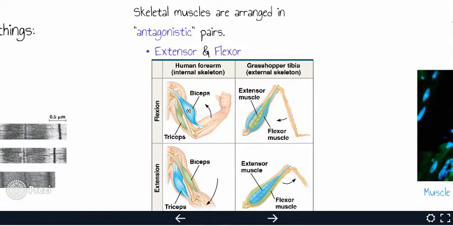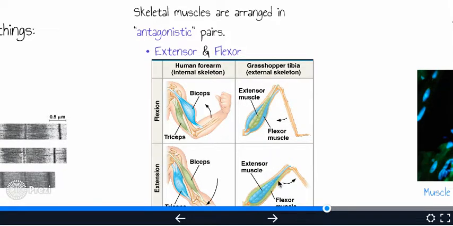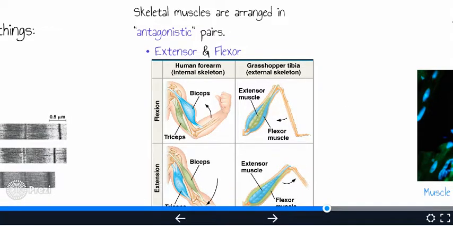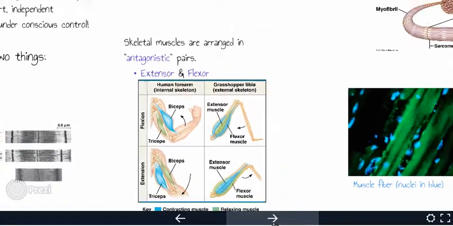So your biceps will be your flexors, right? When you contract your arm up, they're going to shorten. And then your extensors to straighten your arm back out are going to be your triceps. Okay, so we can compare this with other organisms. We look at the grasshopper, and you can see where its extensor muscles and its flexor muscles are, right? A little bit different. And that's part of the reason why they can jump so high.